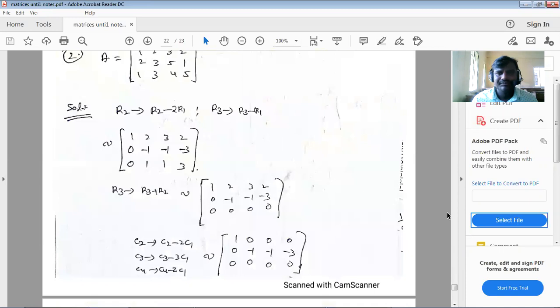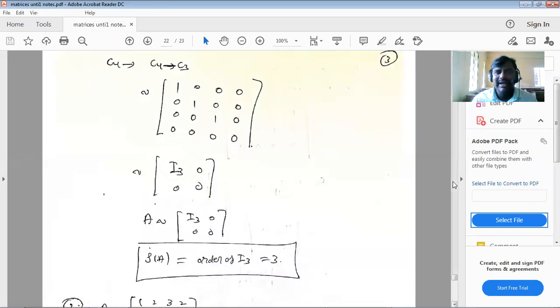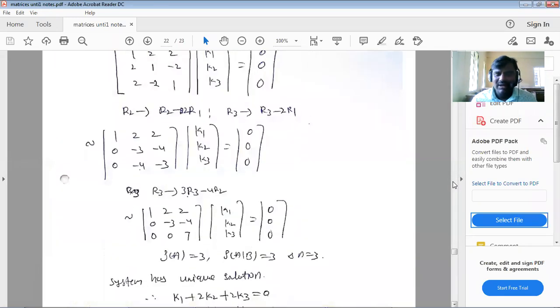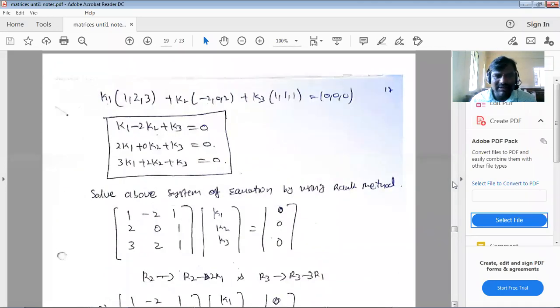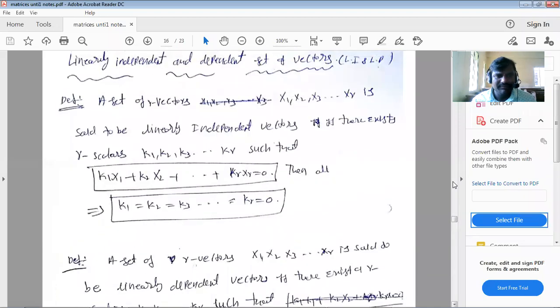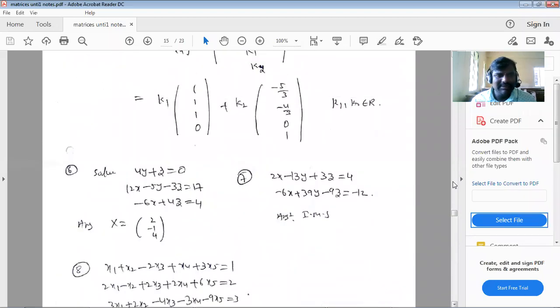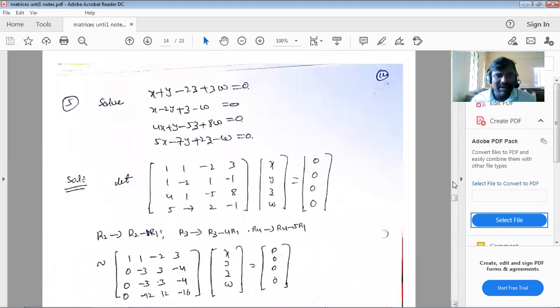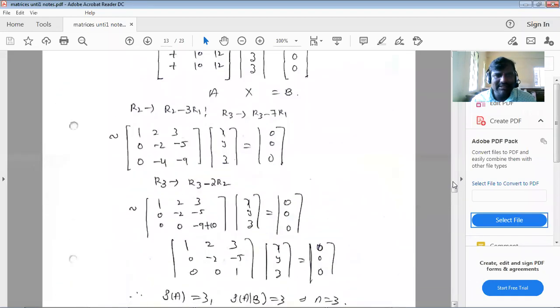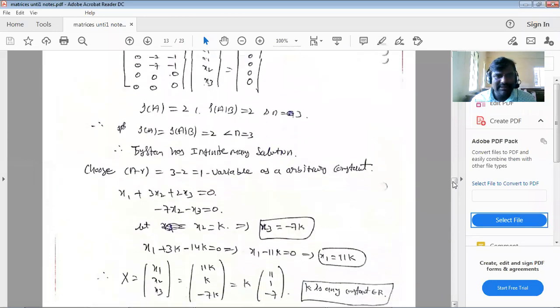That is eigenvalues and eigenvectors. So far we did solving the algebraic equations only. What is the type of the algebraic equation? The matrix is converted into AX equals B form.